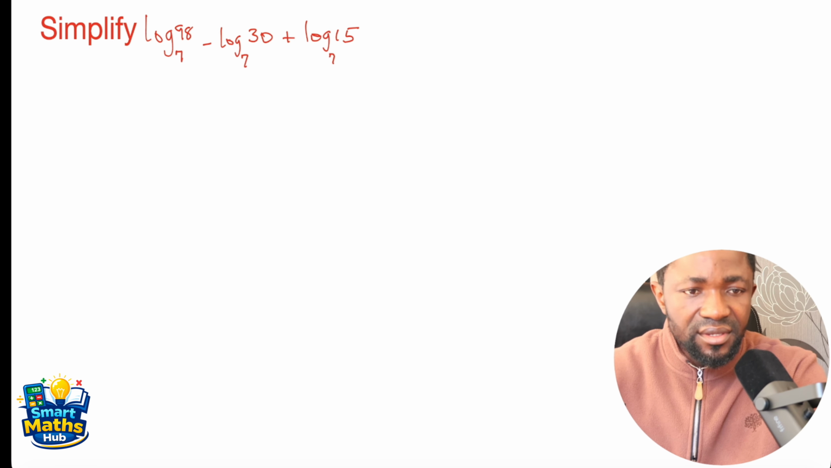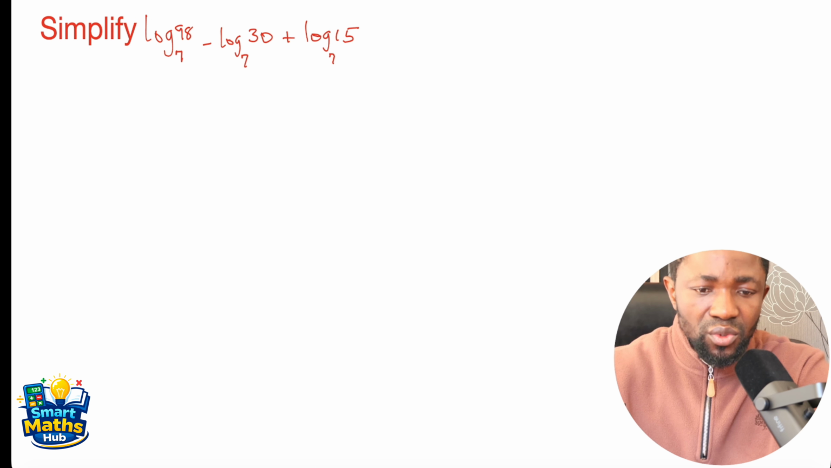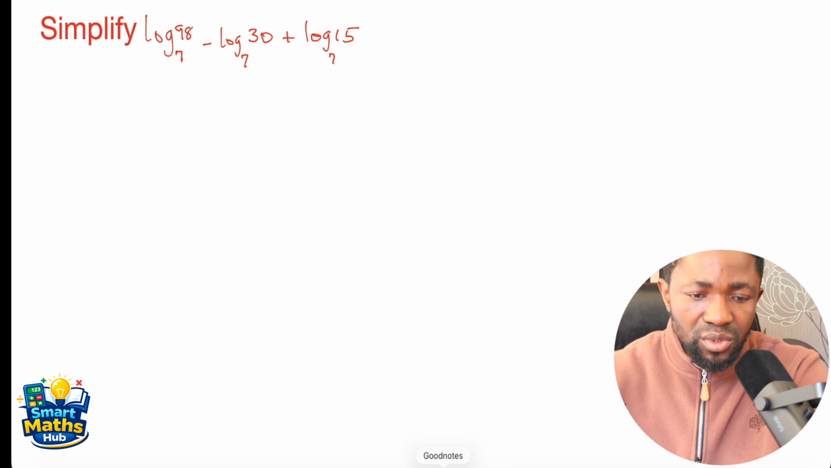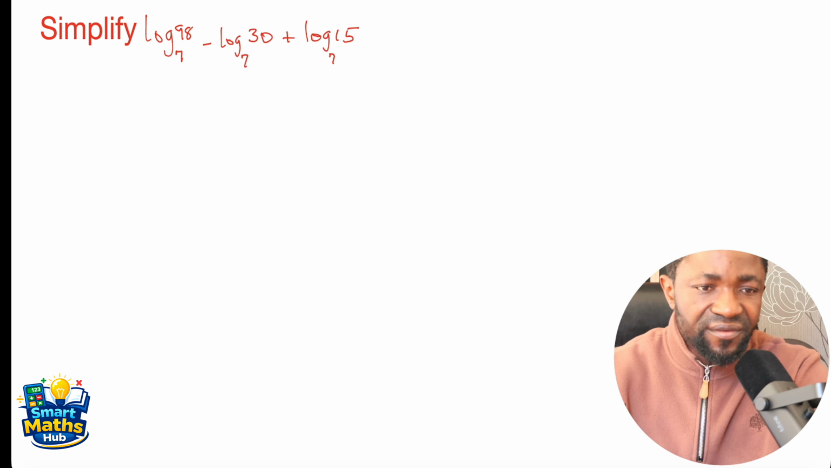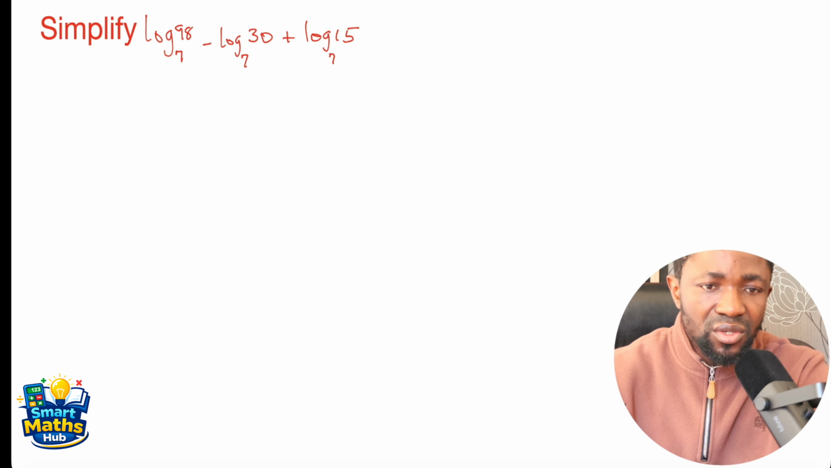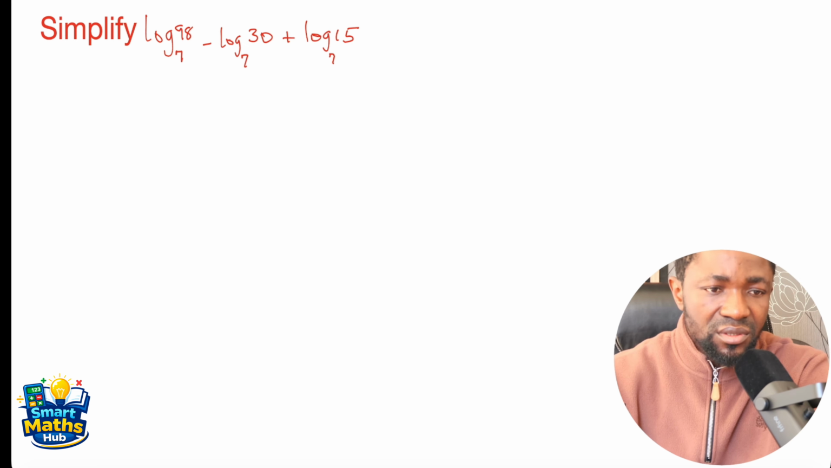Simplify log 98.7 minus log 30 plus log 15. Solution. Whenever you see a question like this, what the question is telling you is that the first thing you are going to do is to multiply. Let me show you how to do it.